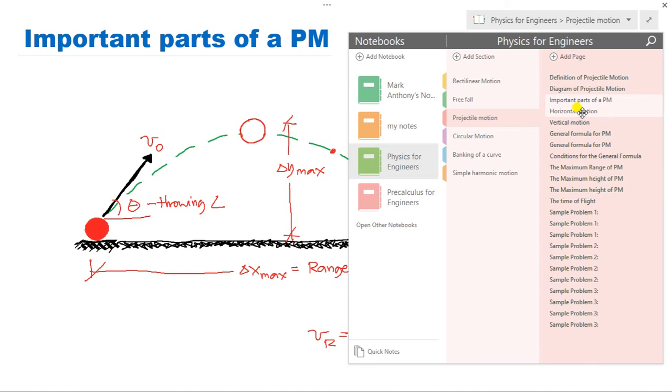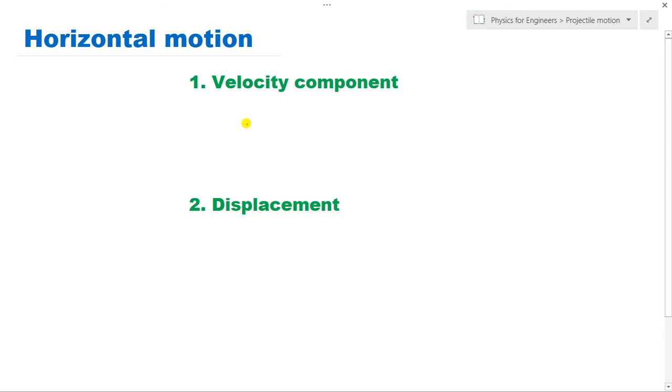Then let's try to solve the useful equations that governs the motion of our projectile. So in our projectile motion, again, we have two governing motions. We have the rectilinear motion, which is our horizontal motion. So ito pala is ating rectilinear.